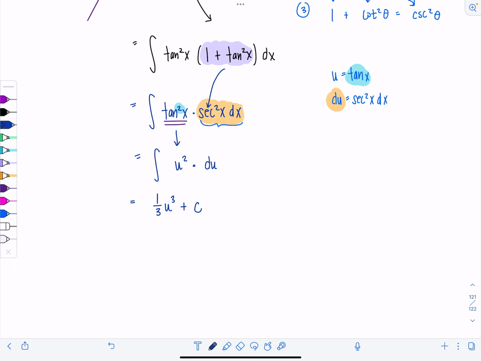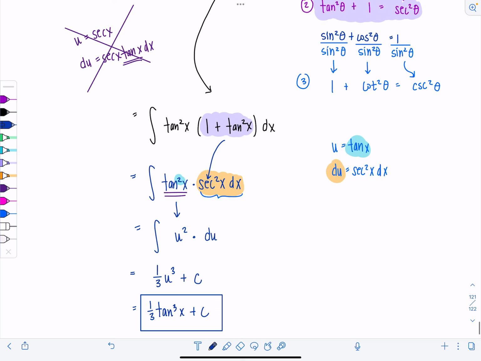And then go back, replace u with tangent. I'll just leave this as 1/3 tan cubed x plus c. And that's it. Look how cute it cleaned up. So that concludes the integral of the day.